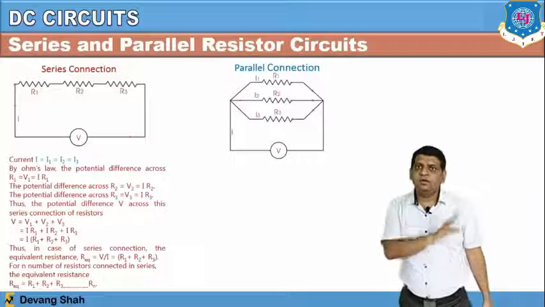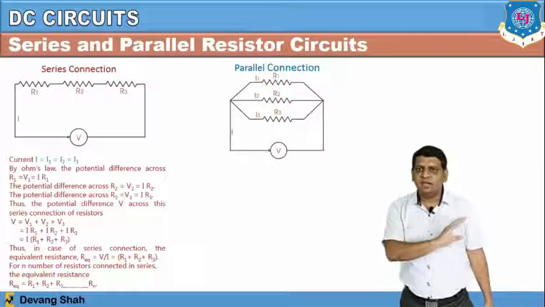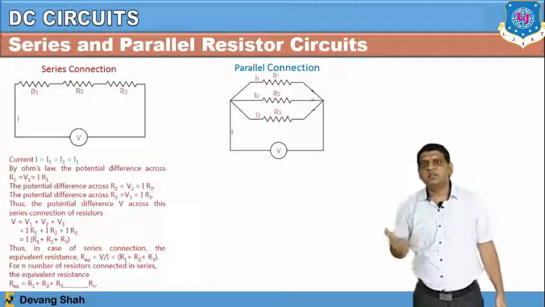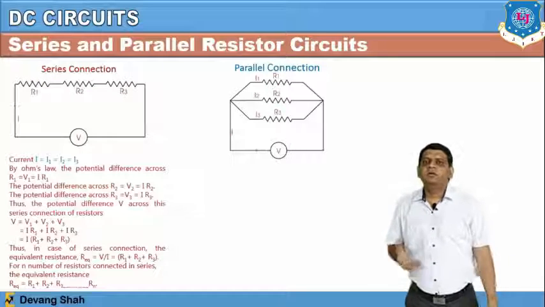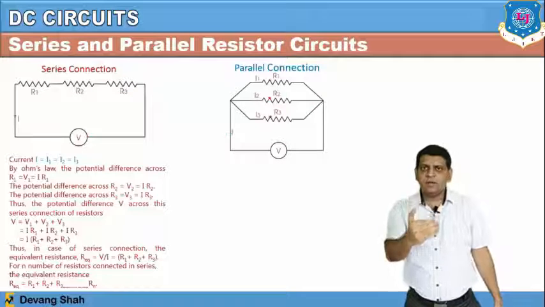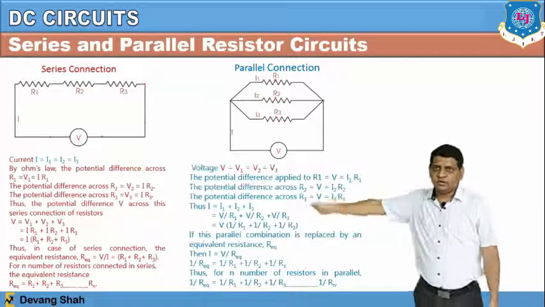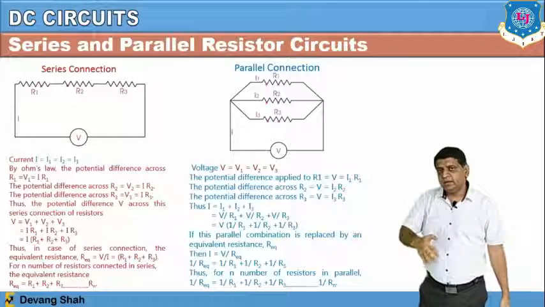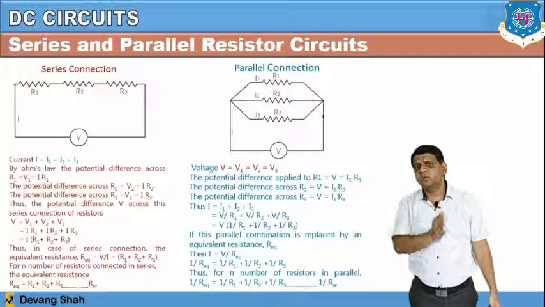But here the current is different. So I can find my current I is equal to I1 plus I2 plus I3. And once you apply Ohm's law, I is equal to V by R. So from this equation you can write V by R is equal to V by R1 plus V by R2 plus V by R3. If you see this complete equation, you will find 1 by Rp is equal to 1 by R1 plus 1 by R2 plus 1 by R3.